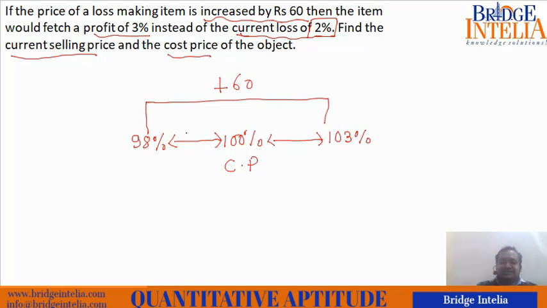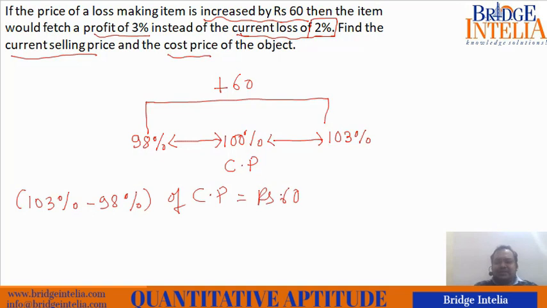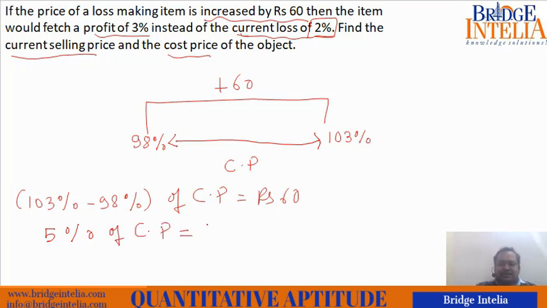It means the difference of 103%, that means 103% minus 98% of cost price comes out to be equal to rupees 60. This difference, this gap, to make things more clear, if you erase this, you will understand that this gap is what I am talking about. So 98% and 103%. This gap in terms of percentage comes out to be 5%. So 5% of cost price is equal to rupees 60.